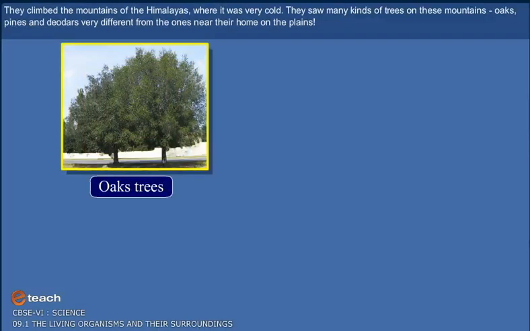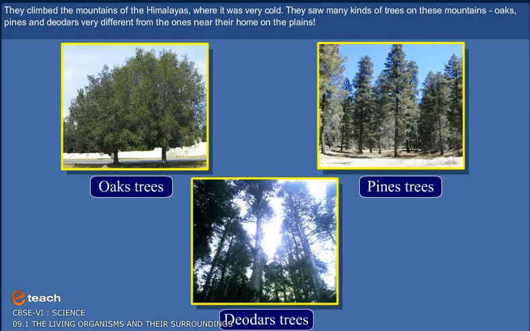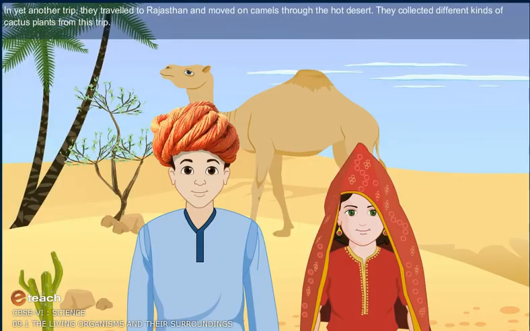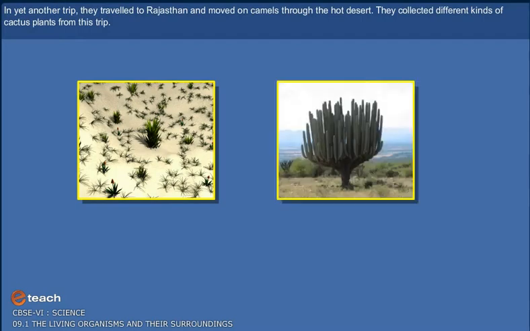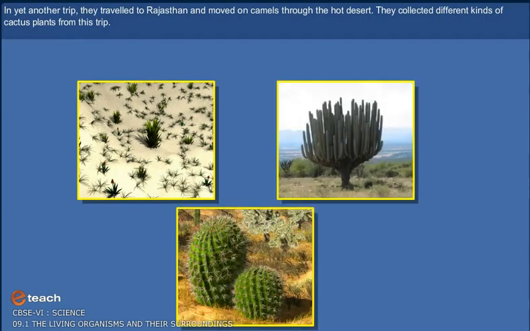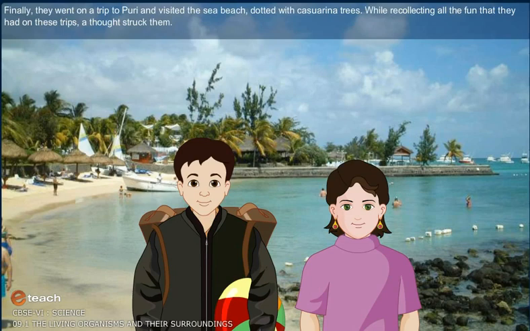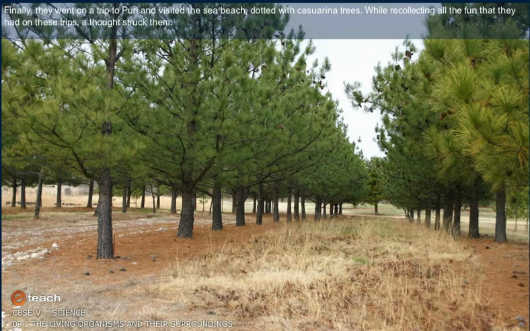They saw many kinds of trees on these mountains: oaks, pines, and deodars, very different from ones near their home on the plains. In yet another trip, they traveled to Rajasthan and moved on camels through the hot desert. They collected different kinds of cactus plants from this trip. Finally, they went on a trip to Puri and visited the sea beach, dotted with casuarina trees.